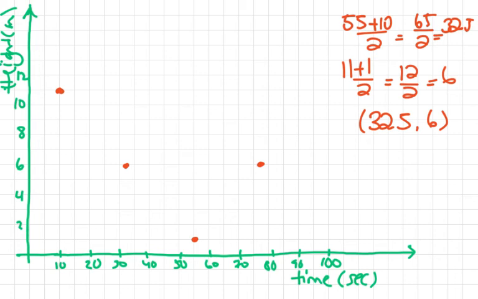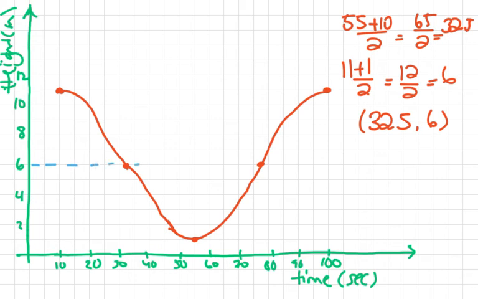And then 32.5 seconds after that would put him at 100, and he'll be back at the top, which is at 11. So 100, 11. And then we're just going to connect those with a smooth curve. All right, so I'm just going to draw on here a dotted line at 6 because that's the equation of the axis. And then you can see that that's kind of like the middle.